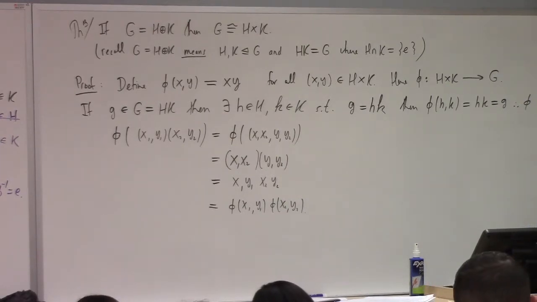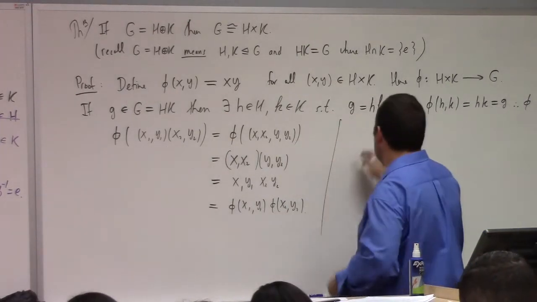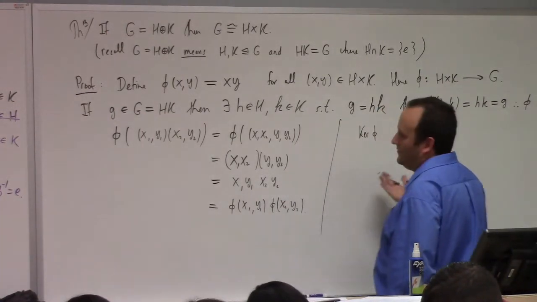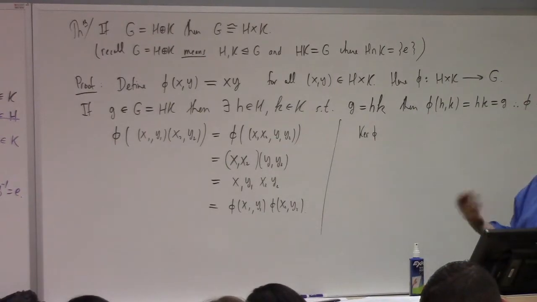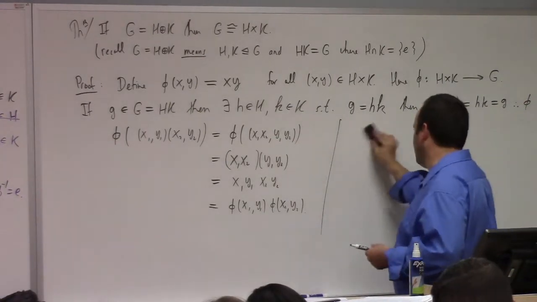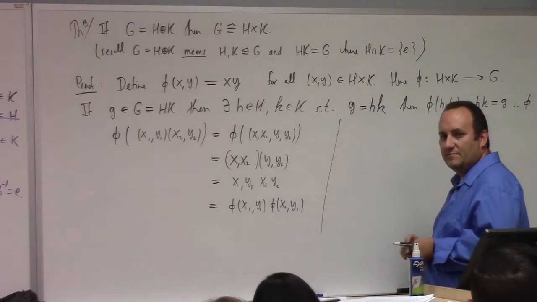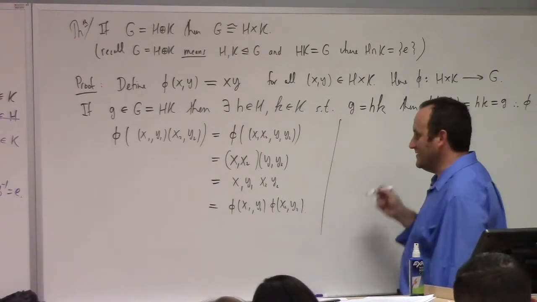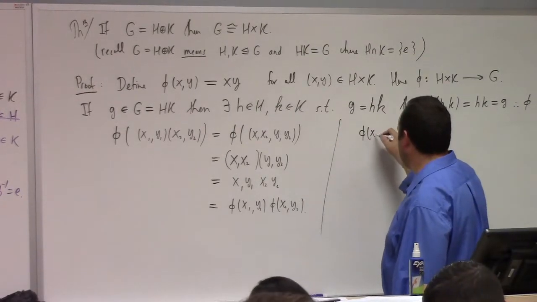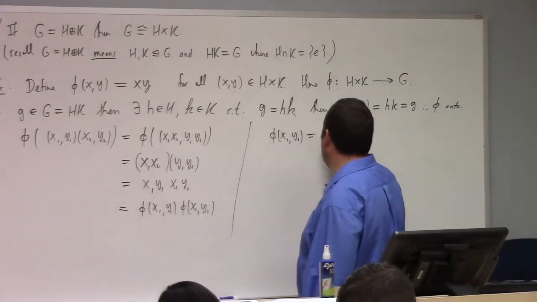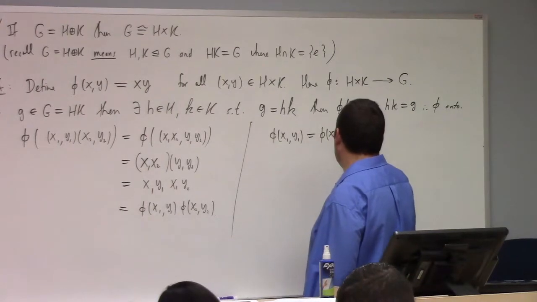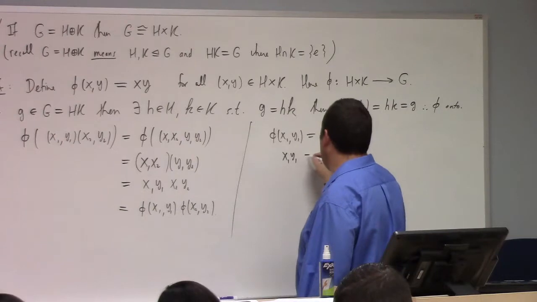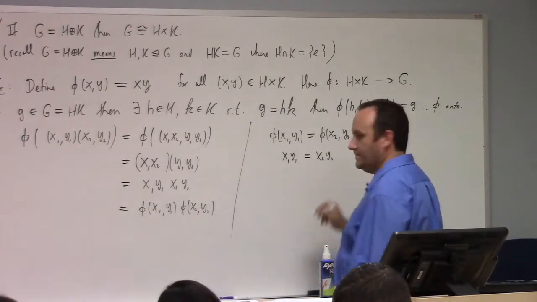How do I prove it's injective? What's the kernel of phi? We could choose kernel, but let's not do that. I have an unhealthy fascination with the kernel. We could just prove injectivity directly, right? Suppose phi of (x1, y1) equals phi of (x2, y2). What happens? We get x1 y1 equals x2 y2, right?